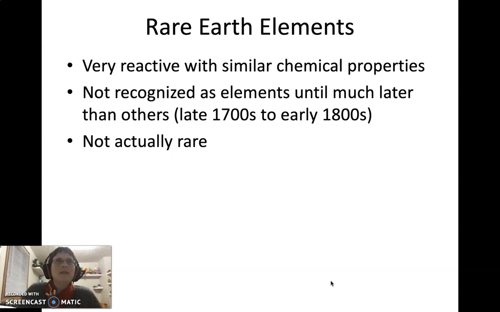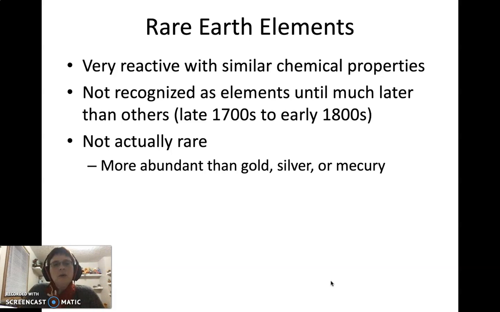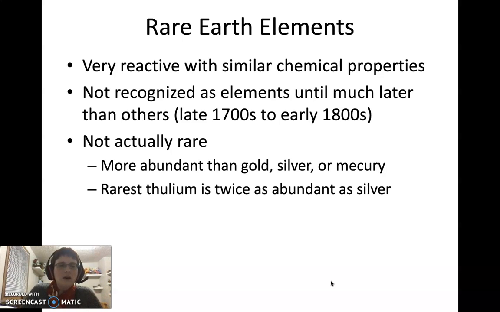The thing is, their name is not correct. They're not actually rare. We thought they were rare because of our difficulty in isolating them, but they're actually more abundant than most of our metals that we are using on a daily basis. So they're more abundant than gold, silver, mercury, the metals that we're used to hearing about and talking about. The rarest rare earth element, which is thulium, is twice as abundant as silver. And if you think about it, we're not really talking about a shortage of silver. So that gives you an idea of how not rare the rare earth elements are.